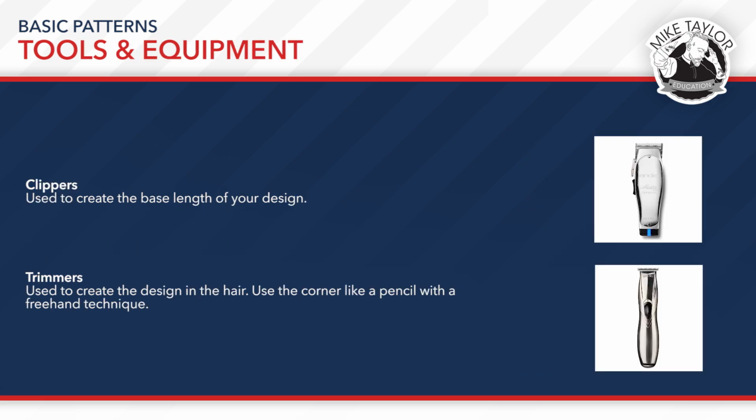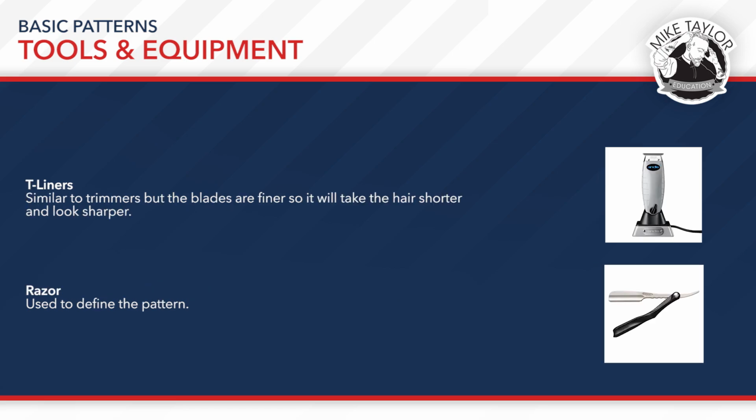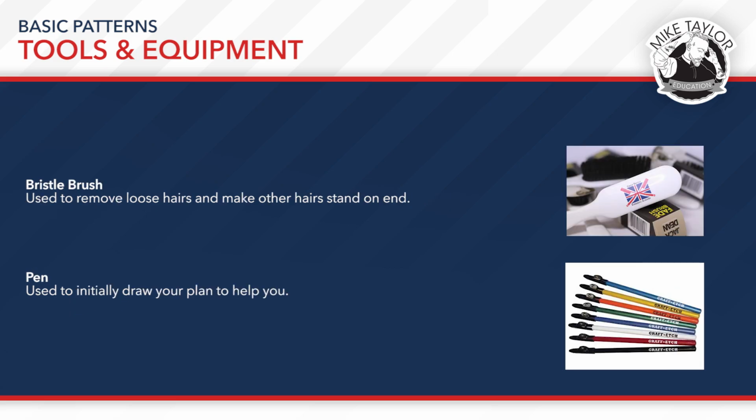So the tools and equipment you need: clippers used to create the base length of your design, trimmers used to create the design in the hair. Use the corner like a pencil with a freehand technique. Detailers, T-liners, similar to trimmers, but the blades are finer, so it'll take the hair shorter and make it look much sharper. And a razor used to define the pattern. Bristle brush, fade brush, used to remove loose hairs and make other hairs stand on end, so you can get a nice, clear result. And a pen, used to initially draw your plan to help you, and sometimes colouring pens to make your pattern a lot more decorative.